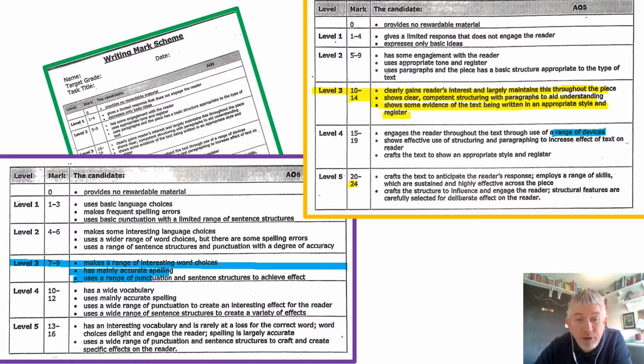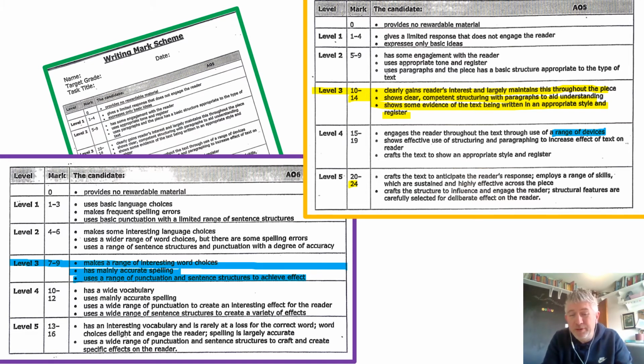Look at your accurate spelling. I don't really want to see any common words being spelt incorrectly. So be really careful with those words that might be tricky, like there and their, to and too, and so on. And finally, there's a range of punctuation and sentence structures that are achieving an effect. What that means is I don't just need capital letters and full stops and commas. That's the basics, really. I want more than that.